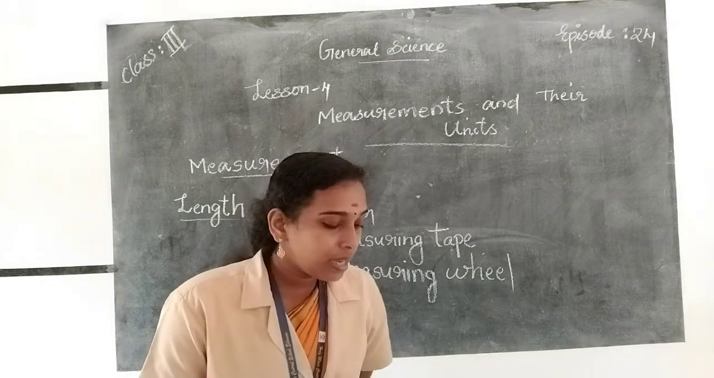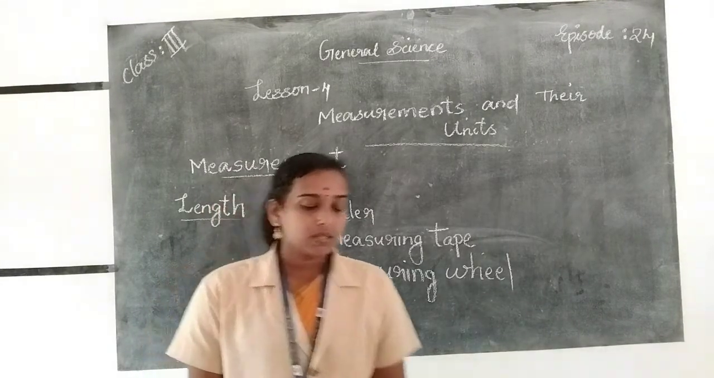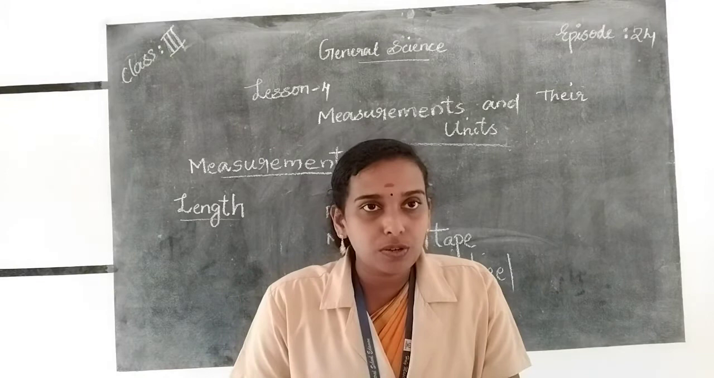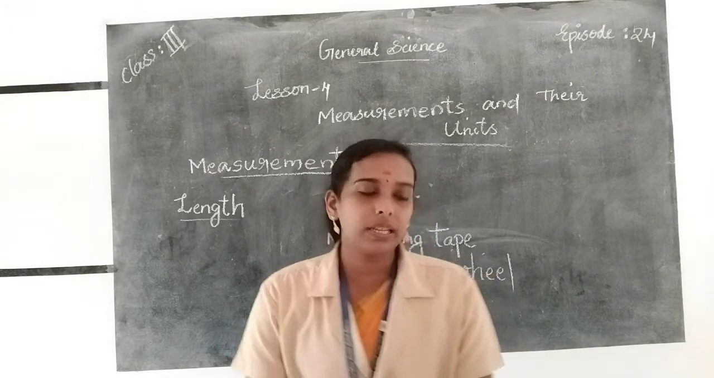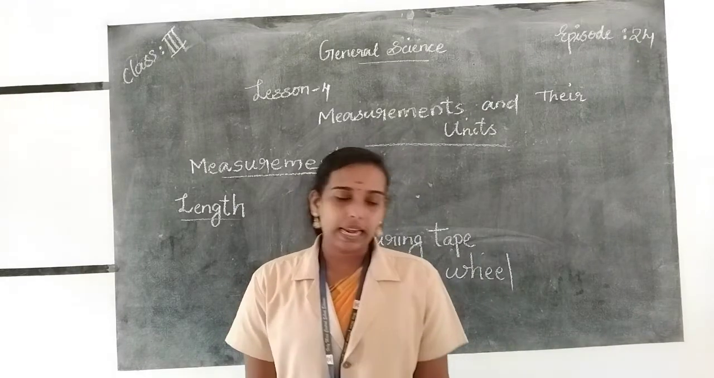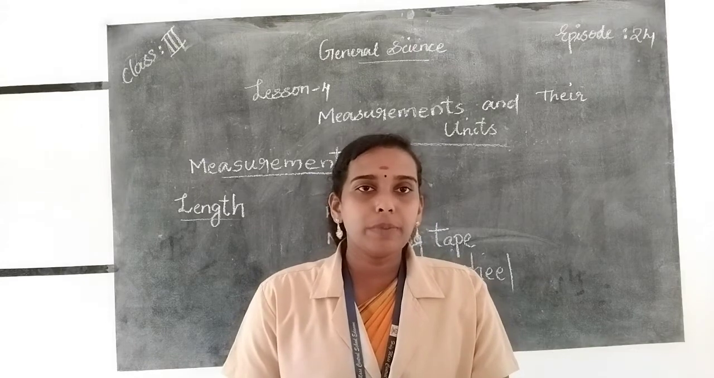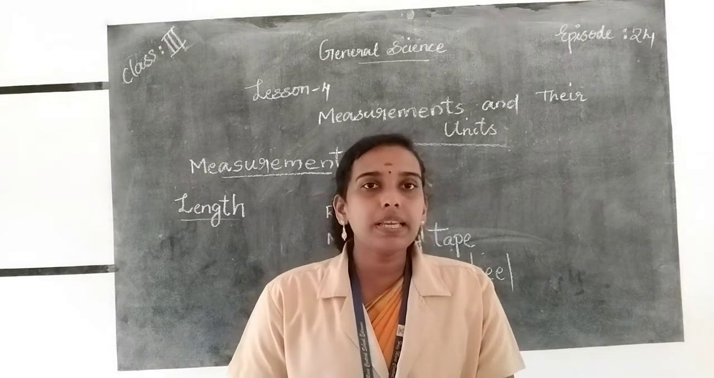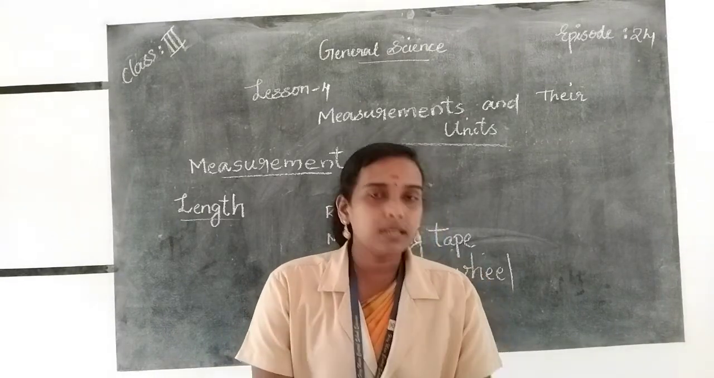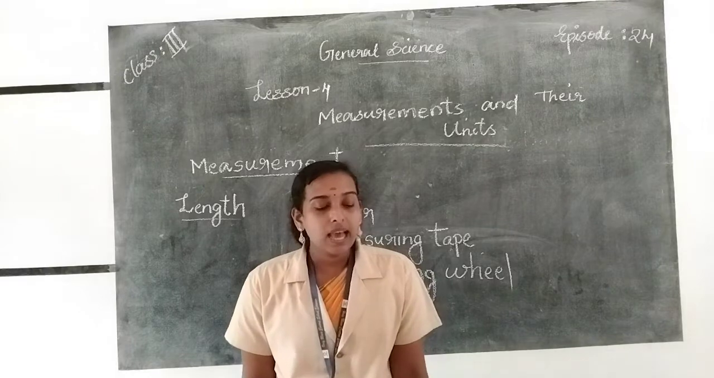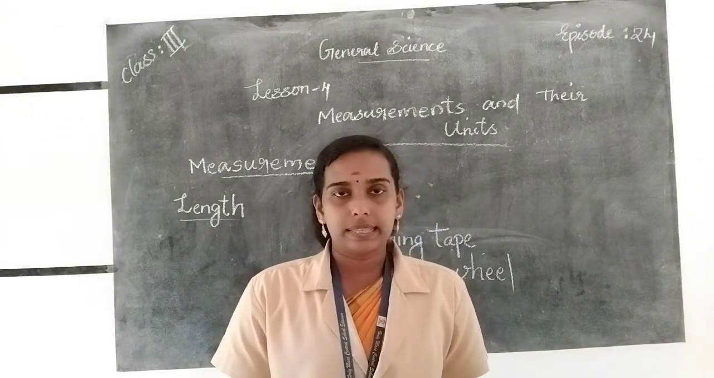And meter is the standard unit of measuring length. So which is the standard unit to measure length? It's meter. Meter is the standard unit which is used to measure length. And the other units are centimeter and kilometer. Centimeter is used to measure smaller length, and kilometer is used to measure larger distance.